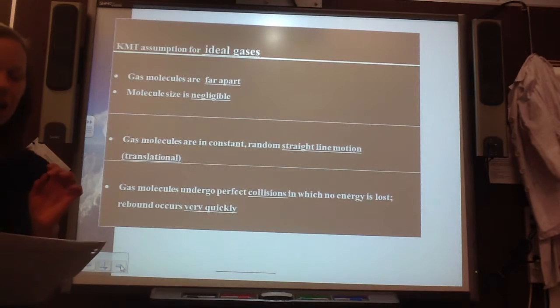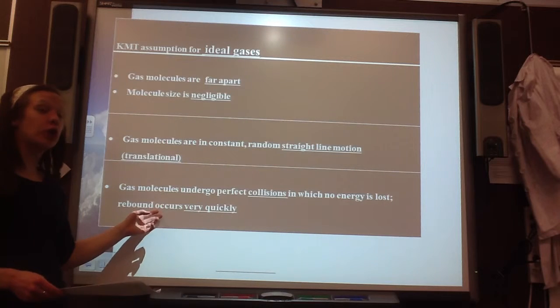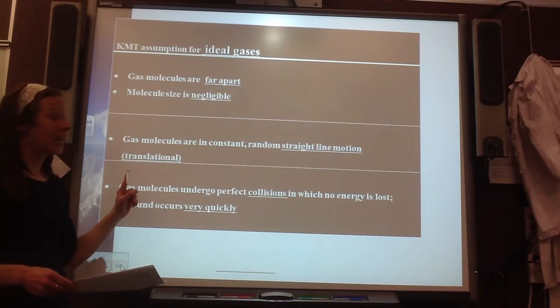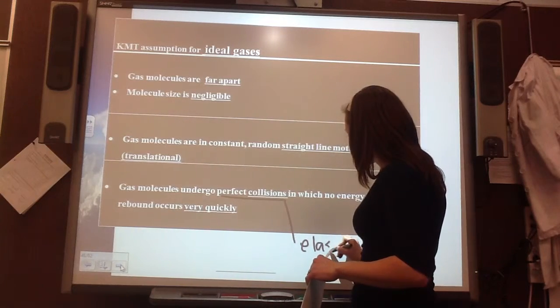So the KMT assumption for ideal gases. Gas molecules are far apart, so they have lots of space between them. Molecule size is negligible, so you don't have to consider the size of the molecule. Gas molecules are in constant, random, straight line motion, which is our translational motion. Gas molecules undergo perfect collisions in which no energy is lost. Rebound occurs very quickly. What type of a collision is that? Elastic or inelastic? Elastic. When it's perfect collisions and there's no energy lost, this is called elastic collisions.